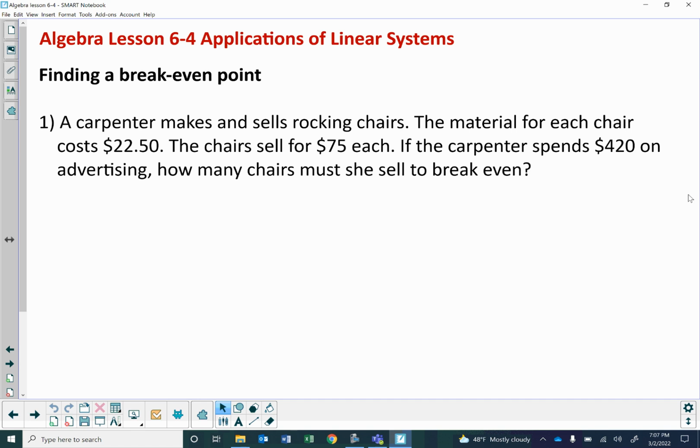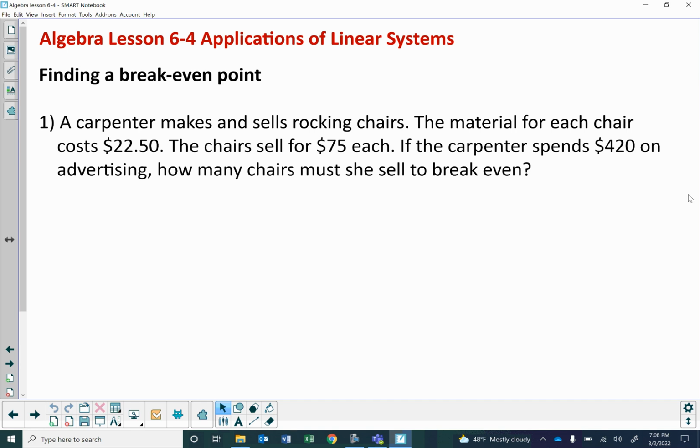So, sometimes you need to read the question several times. The first thing we need to do is, what do I know? Well, I know how much it costs to buy the material for each chair. I know how much they sell each chair for, and I know how much they spent on advertising. What am I looking for? How many chairs must the carpenter sell to break even?